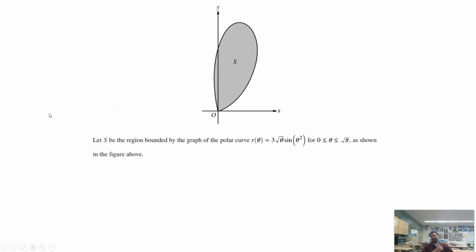You look at it initially like, okay, this isn't that bad. Let S be the region bounded by the graph of polar curve r of theta equals 3 times the square root of theta times the sine of theta squared between theta equals 0 and the square root of pi, as shown in the figure above. So we've got this graph, and we're like, okay, I'll just deal with this graph. I'm sure it's not that bad.